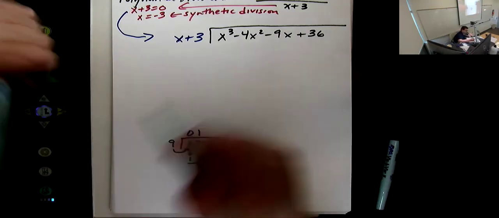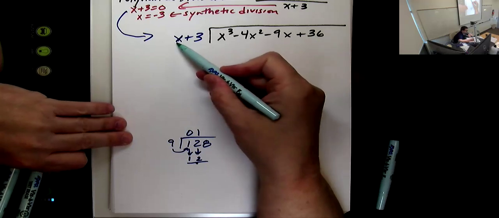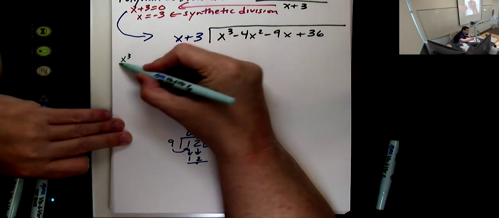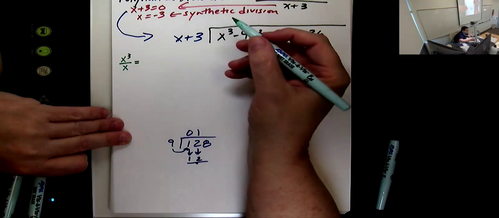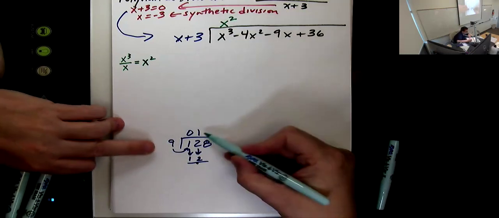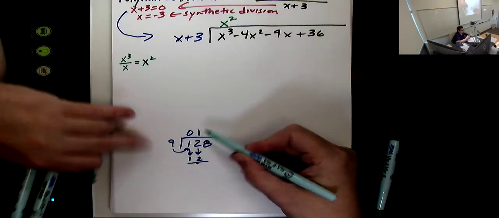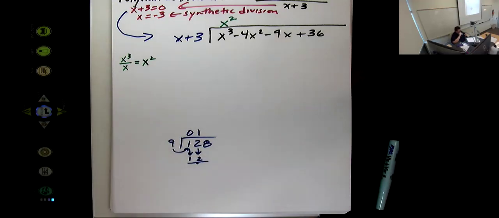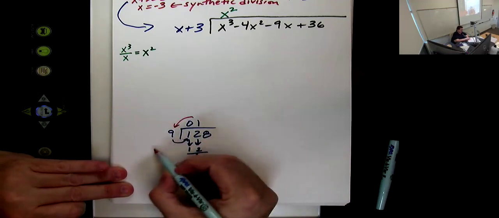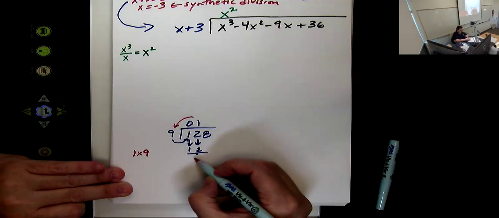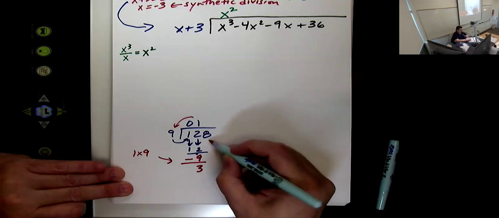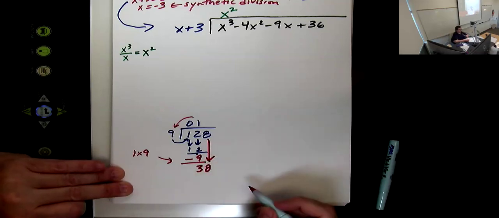So we're gonna do the big things. Does X go into X cubed? Yeah, it does. What do I have if I divide? X squared. So that's what we put up top. That's just like doing the 1 right here. Now, what we did in long division regularly is take this 1, multiply it by the 9, and subtract it, minus 9. And we would get 3. And then we would bring down the 8.